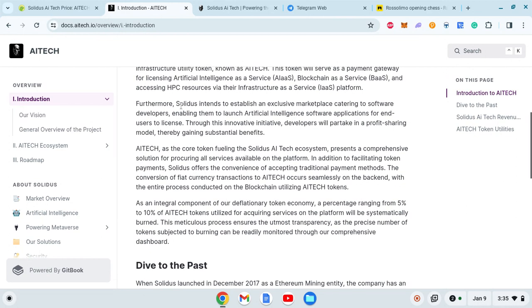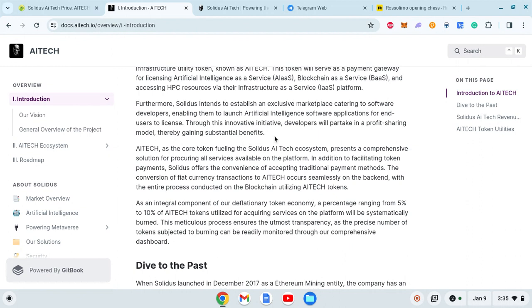And furthermore, Solidus intends to establish an exclusive marketplace catering to software developers, enabling them to launch AI software applications for end users to license. So through this innovative initiative, developers will partake in a profit sharing model, thereby gaining substantial benefits. So this is a pretty ambitious project.